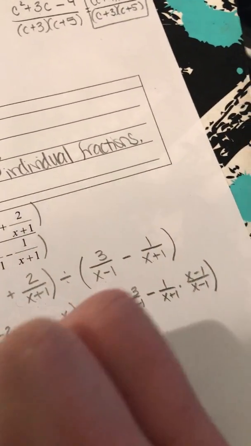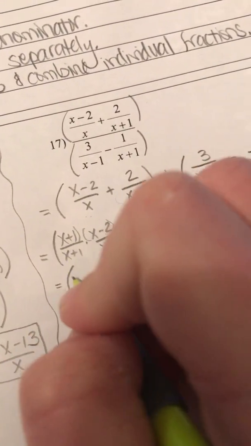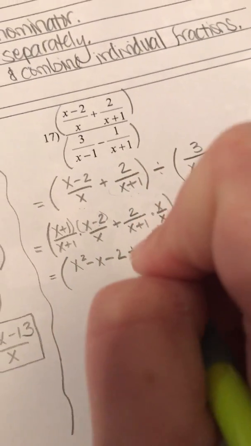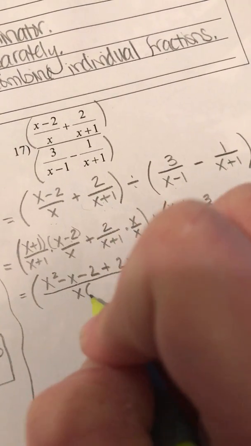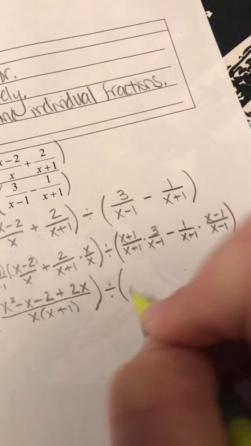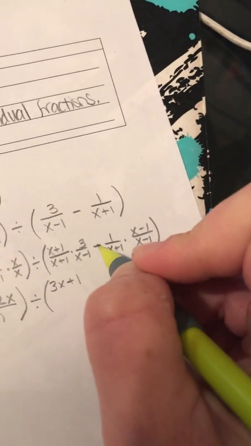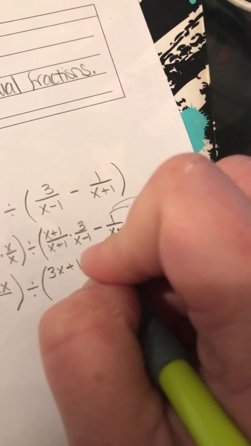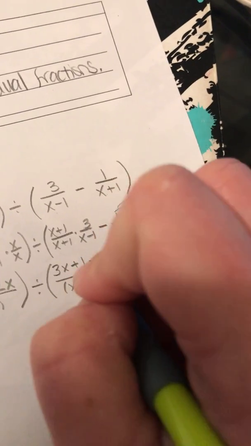On the left-hand side, FOIL. Oh gosh, you can't even see it. FOIL. So I end up with x squared minus x minus 2 plus 2x. Remember, we're getting common denominators, so you can combine the numerator right away. Okay, being divided by, we're not flipping yet, 3x plus 1. Okay, I have a negative 1 that I'm going to distribute to both. So then we get minus x plus 1 all over x plus 1, x minus 1.